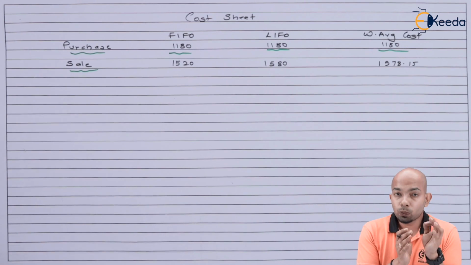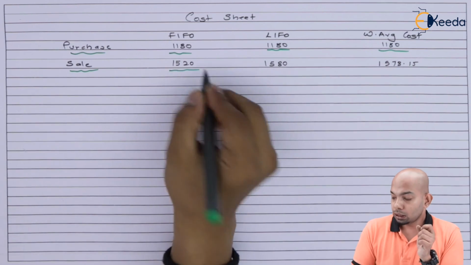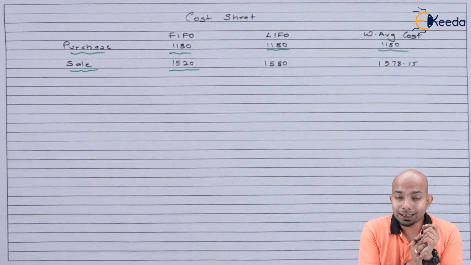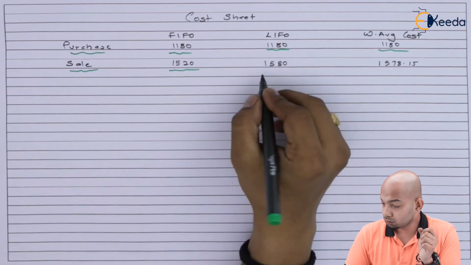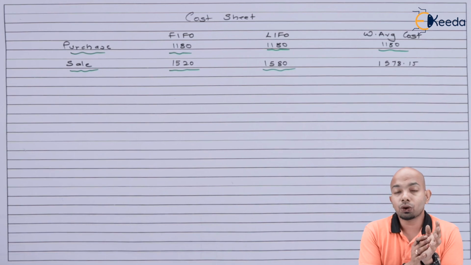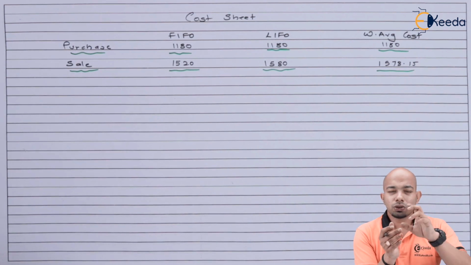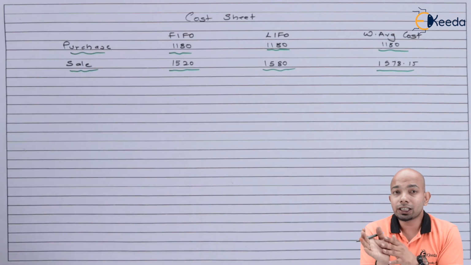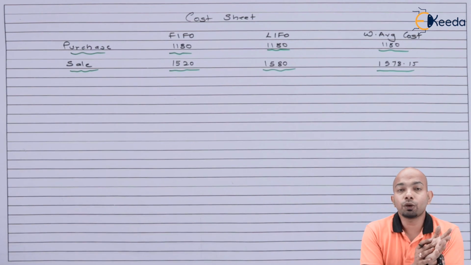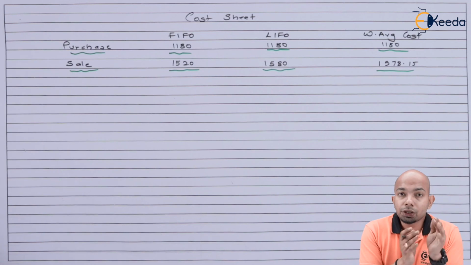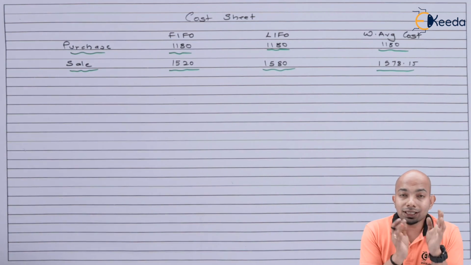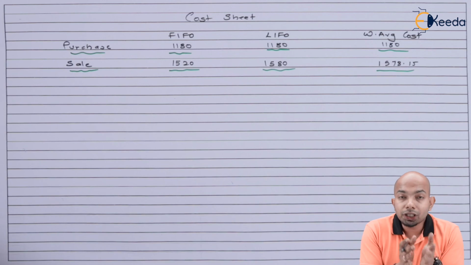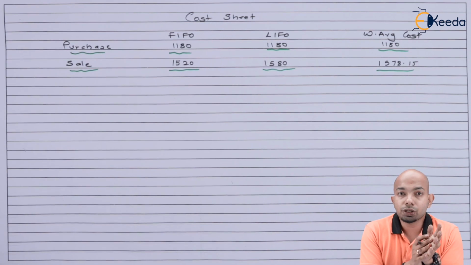Under the FIFO method, it is 1520. Under the LIFO method, it is the highest, that is 1580. And under weighted average cost, it is 1578.15. This is the difference. So there is only a slight change between the weighted average cost and the LIFO method. However, the FIFO method is showing the lowest sales value. So this is the comparative cost sheet that we can prepare when this kind of illustration is supposed to be done.